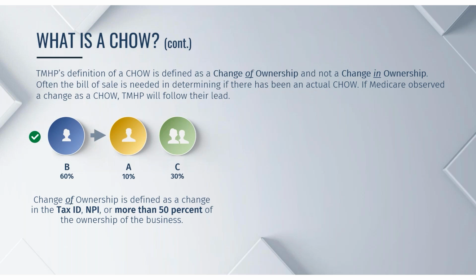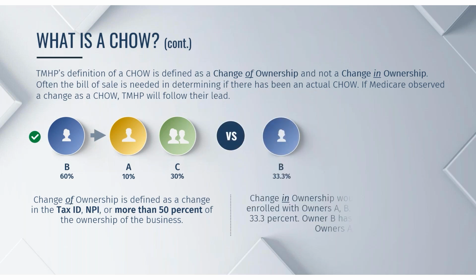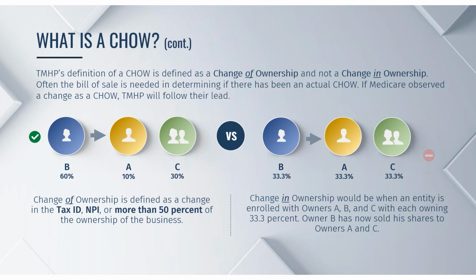An example of a change in ownership would be when an entity is enrolled with owners A, B, and C, with each owning 33.3%. Owner B has now sold his shares to owner A and owner C. This constitutes a change in ownership because less than 50% of the ownership is changing.